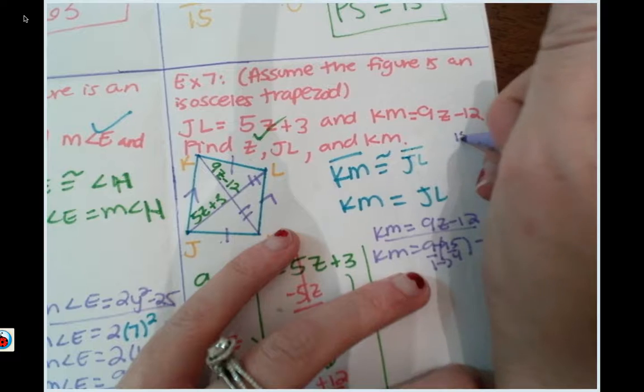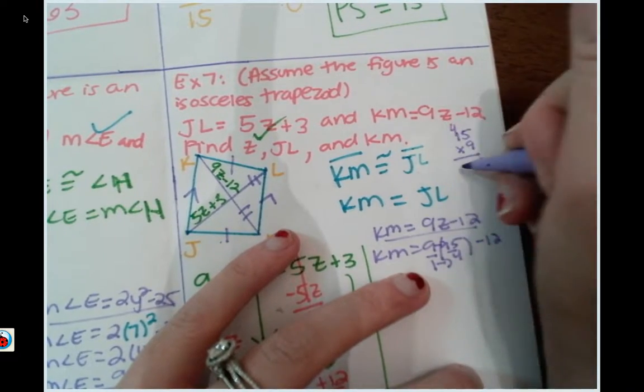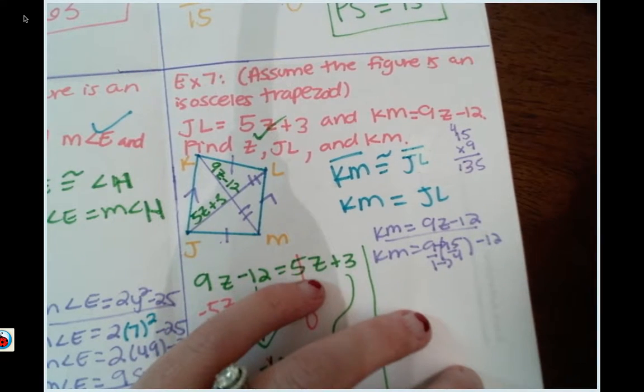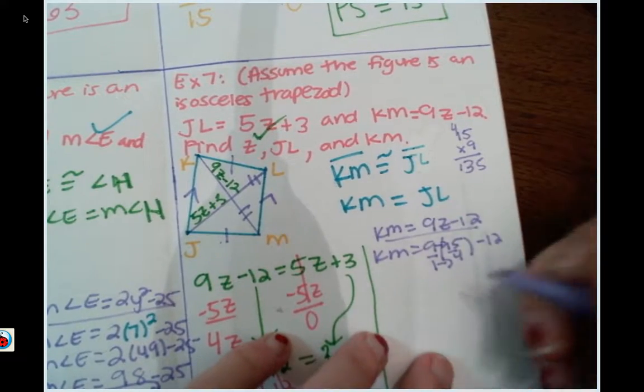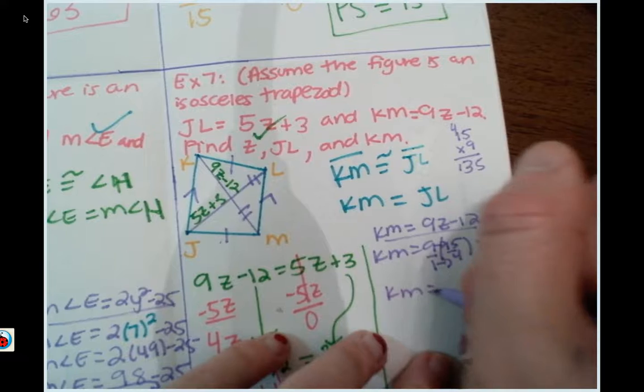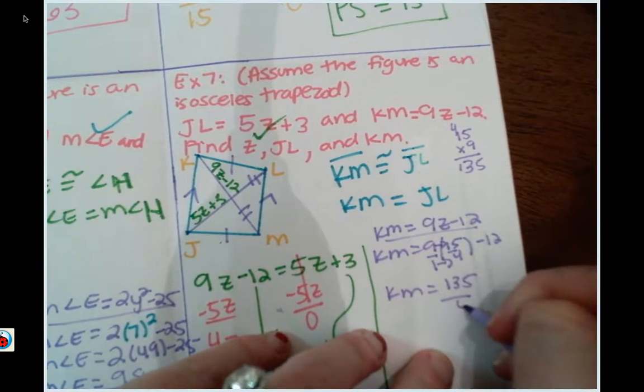So 15 times 9 will give me 135. And let's see here. Let me double check. Yeah, there we go. So it's 135. So KM equals 135 over the 1 times the 4 will give me 4.